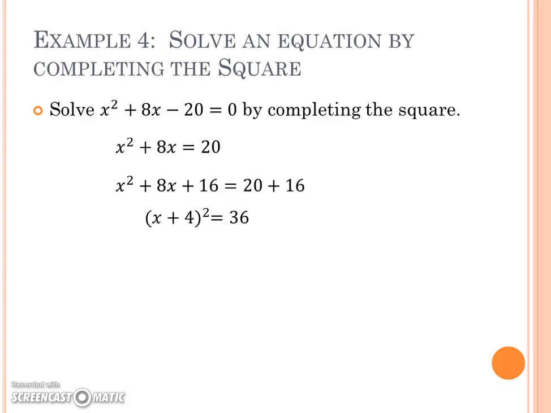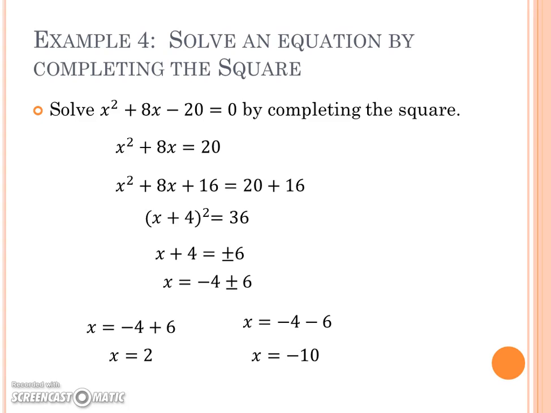Okay, so we have now completed the square, and then we can use the square root property. x plus 4 equals positive or negative 6, because the square root of 36 is 6. Then we write it as two equations, negative 4 plus 6, negative 4 minus 6. And we get x equals 2 and negative 10.